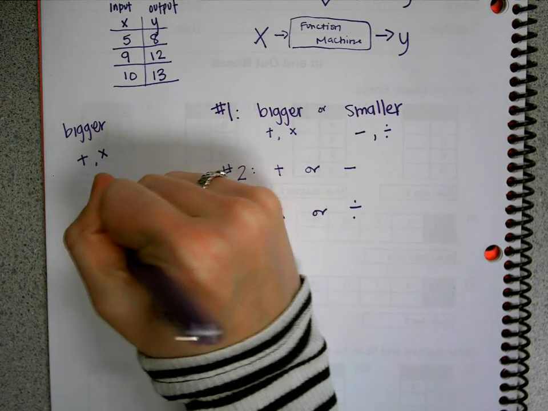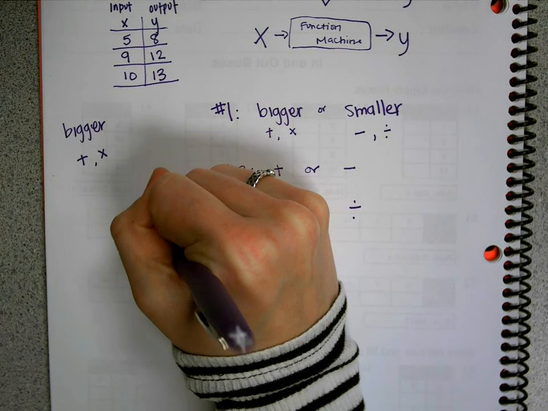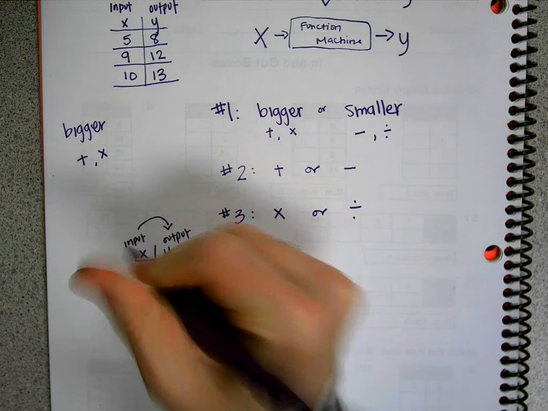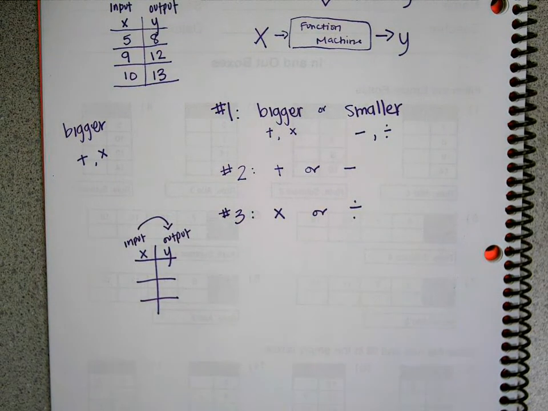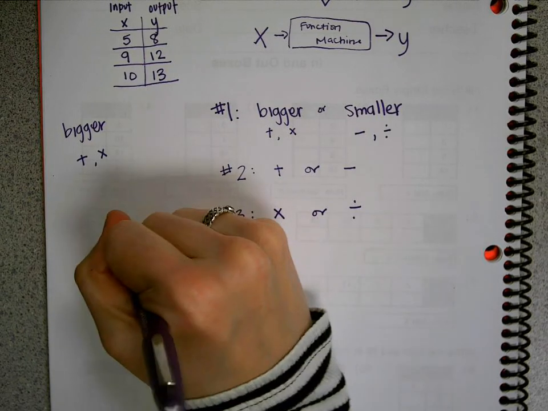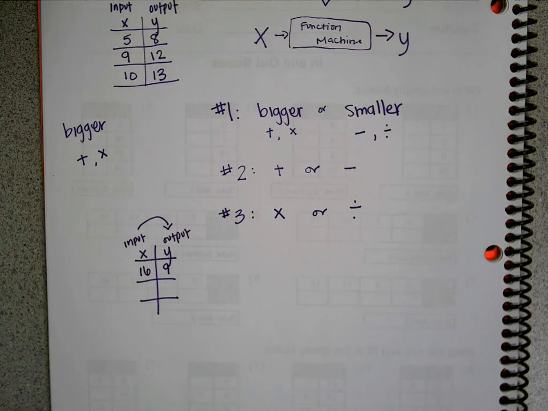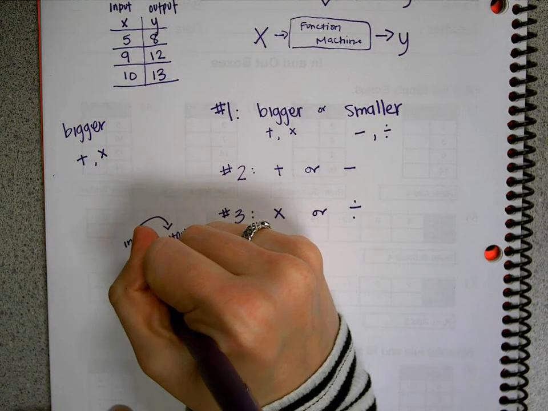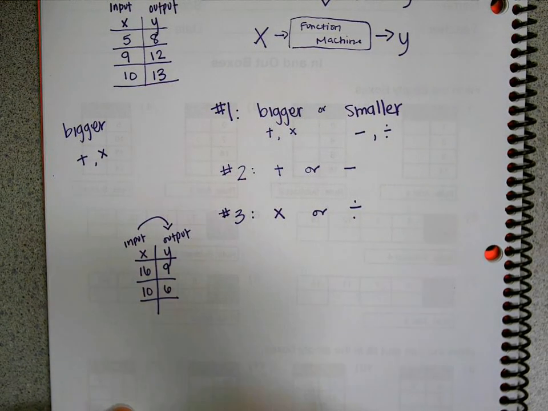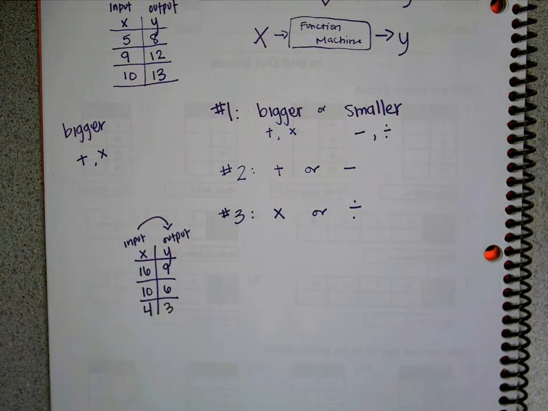So remember, x is our input, y is our output. We are going from x to y. Give me 1 second while I think of an example. Okay. So 16, when it gets put in the machine, it turns into 9. When 10 gets put into the machine, it's going to turn into 6. And if we put a smaller number in, 4, it's going to turn into 3.